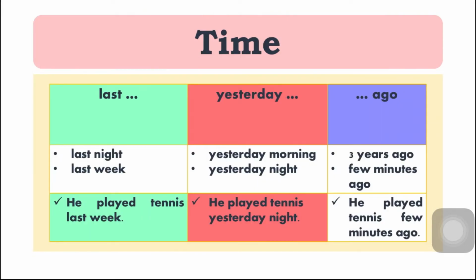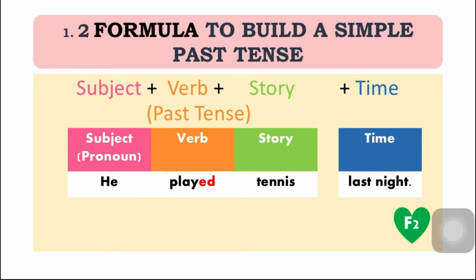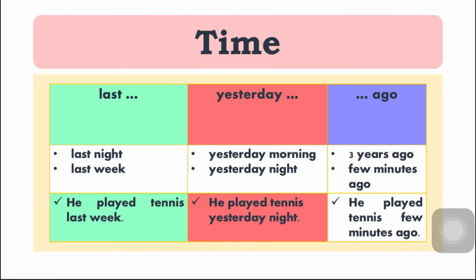So, what words can we use to write our simple past tense with the time form? What else can we substitute? If we are using last, for example, we can say last night, last week. So you can see here, he played tennis last week. If we are using yesterday, we can say yesterday morning or yesterday night. For example, he played tennis yesterday night.